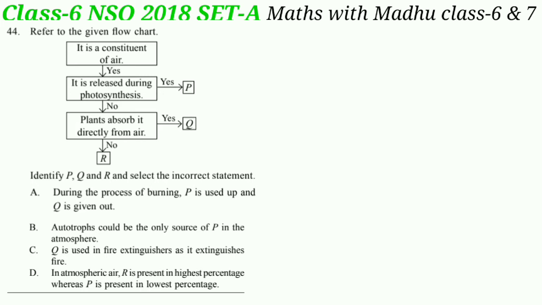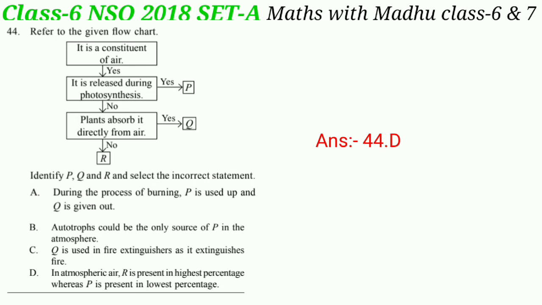Look at the flowchart. P could be oxygen, Q could be carbon dioxide and R could be nitrogen. Nitrogen is present in the atmosphere in highest percentage but oxygen is not present in lowest percentage. So the answer will be option D. In atmospheric air, R is present in highest percentage whereas P is present in lowest percentage.